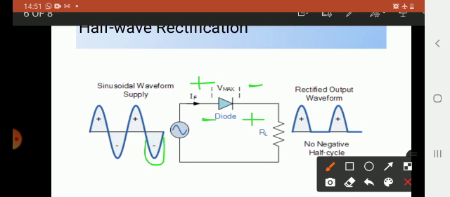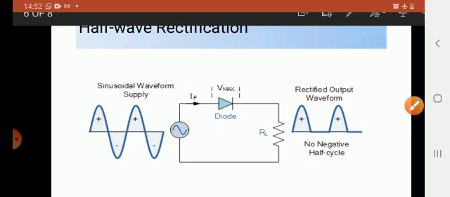So in the output, when the positive cycle comes, it is going to pass the current, so we get this current. But the negative cycle is not going to pass current, so there is a blank space, because at that time the diode is acting as an insulator. Then again when the positive cycle comes, it passes the current, so we get this form, this form, this form. But you can see there is a gap between them, because half of the cycle is rectified and the other half is left, so we call it half wave rectification.